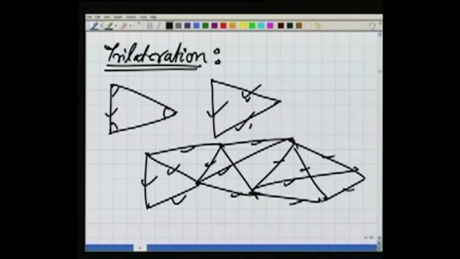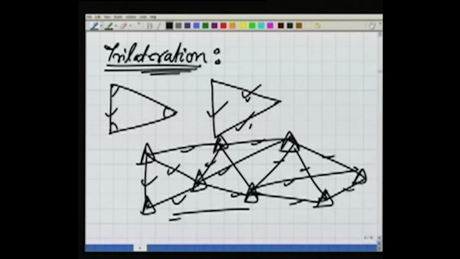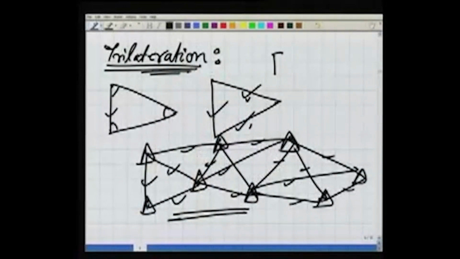This is called trilateration. This is another method of establishing control in surveying. Now what we will do is compare our trilateration with triangulation and see where they stand, because measuring distance with EDMI is very easy. You can measure these distances very fast.